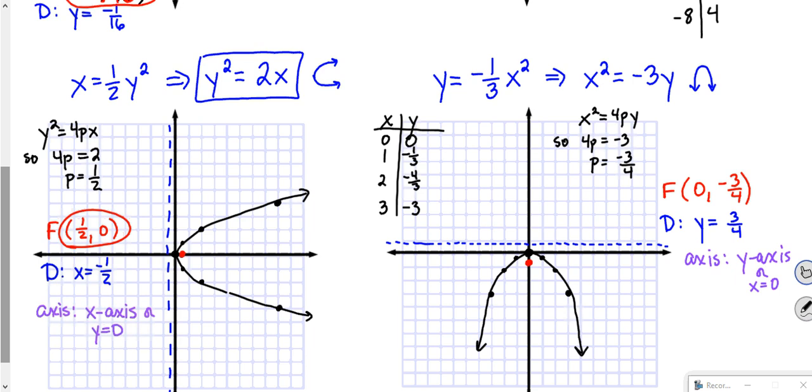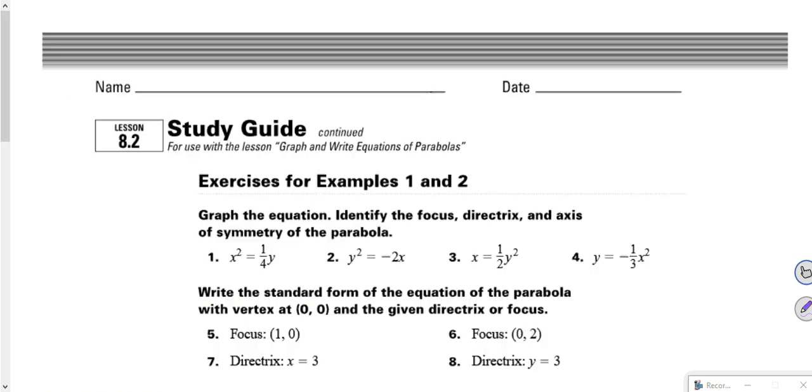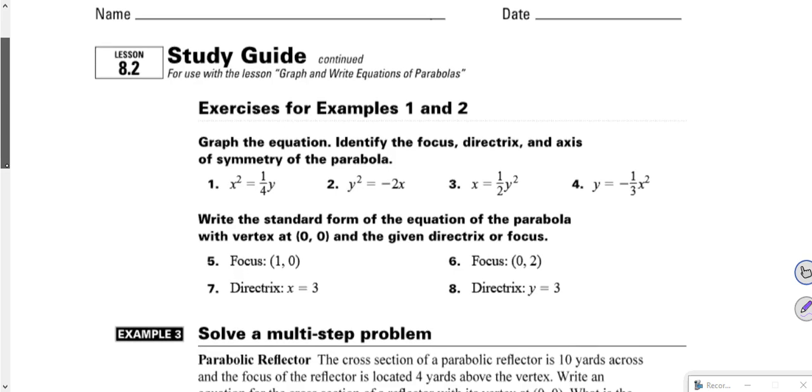And again, let me remind you, the whole reason this works is that any point on a parabola is equidistant in distance to the focus and to the directrix. These are the same. That's how parabolas work. Okay, that's where the focus is. Okay, let's go back and do some of these other ones, write the equation.